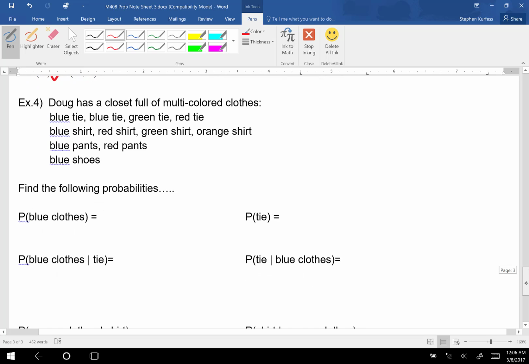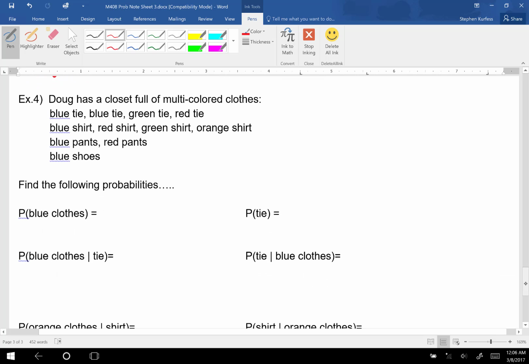It says Doug has a closet full of multicolored clothes. A blue tie, a green tie, a red tie, blue shirt, red shirt, green shirt, orange shirt, blue pants, red pants, and blue shoes. Okay? And I'm finding all kinds of different probabilities. So first of all, there are 11 items here. Let's actually write that down. 11 items. Okay, and the reason I write 11 items is because we're going to need that for our denominator for probabilities, right? Okay, so it says, what's the probability of just grabbing blue clothes?